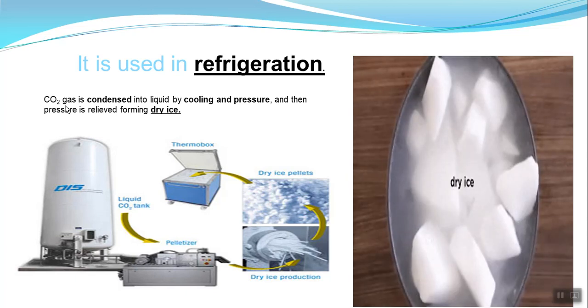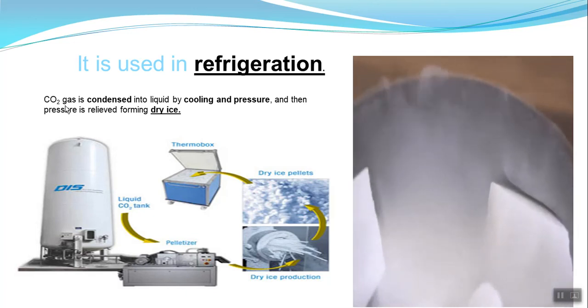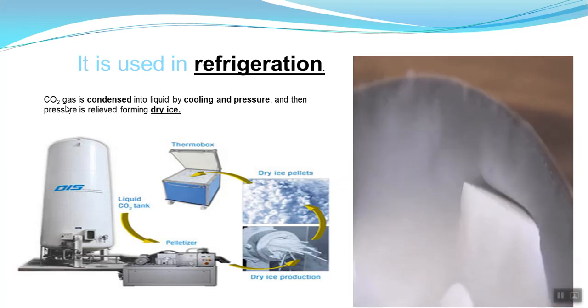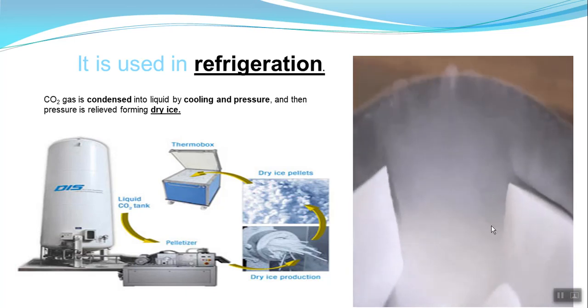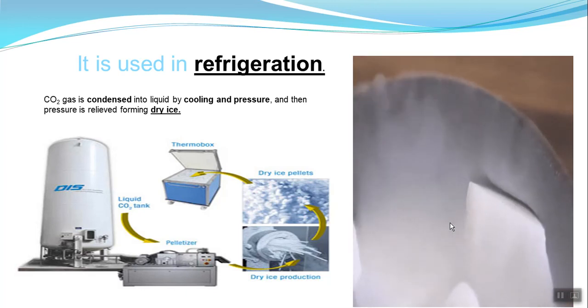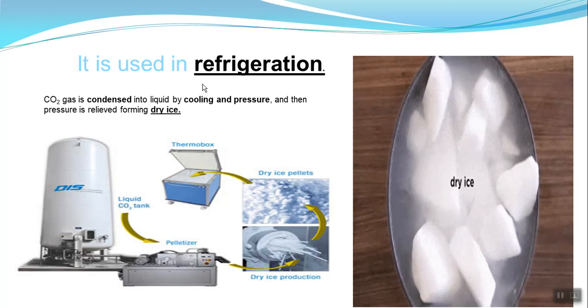After that, I relieve the pressure or make the pressure less. So the carbon dioxide will change into ice. The liquid carbon dioxide changes into ice. This ice is called dry ice. This process is called refrigeration. I use the dry ice. The dry ice is an ice that remains ice for more than 7 or 8 days. So we use carbon dioxide in refrigeration by forming what? The dry ice.